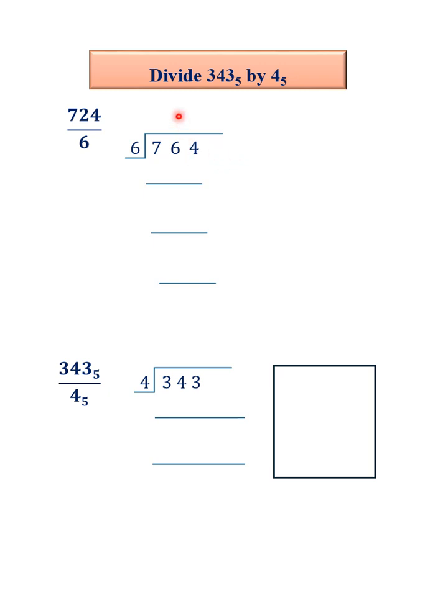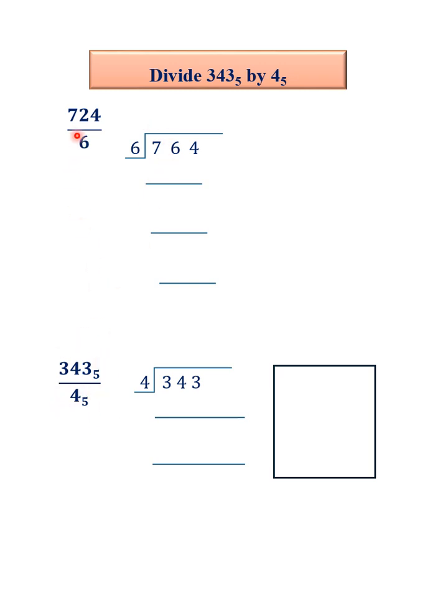Hi guys, let us look at this division in base 5. The question says divide 343 base 5 by 4 base 5. Before we go into this division, let us look at 724 divided by 6 that we'll normally do in base 10 and see how it works so that we can apply that to the division in base 5.